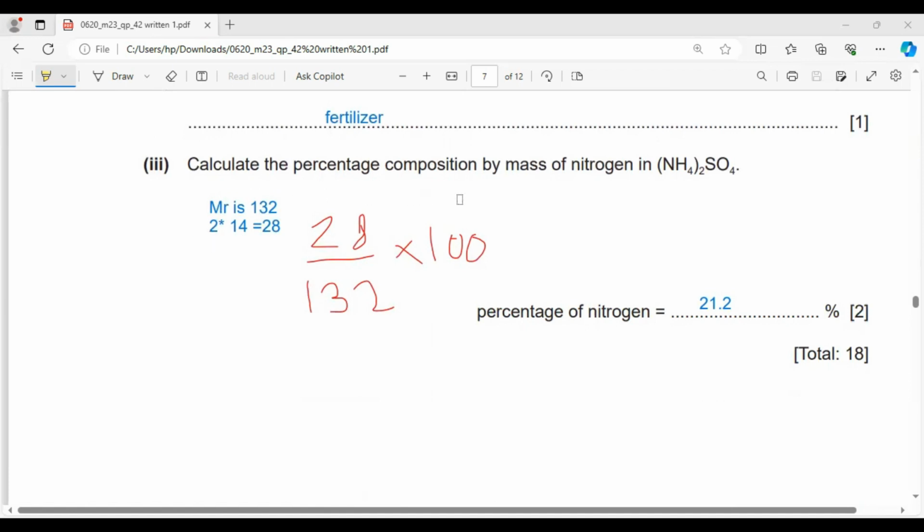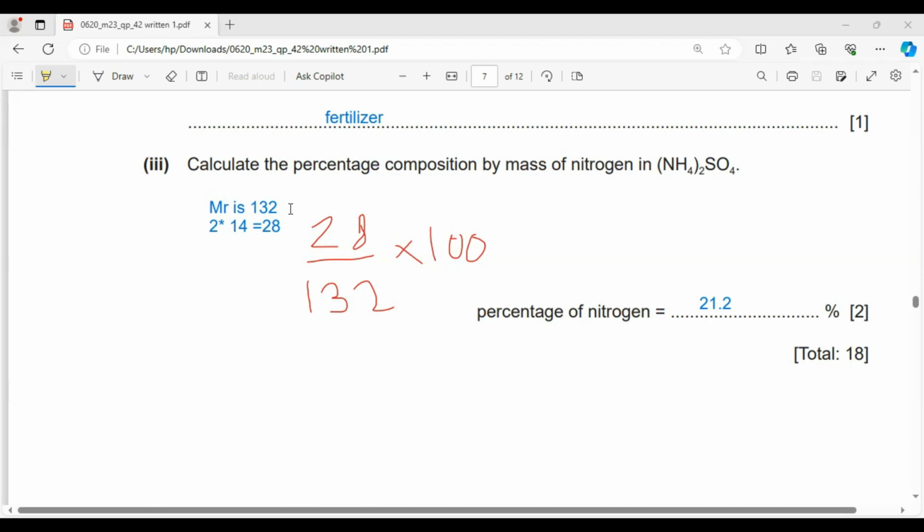Calculate the percentage composition by mass of nitrogen in ammonium sulfate. So first of all, we will find out the molar mass of ammonium sulfate. We will add the atomic masses of nitrogen, hydrogen, sulfur and oxygen. So we will get the molar mass 132.